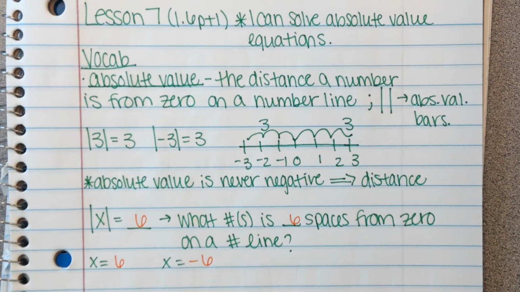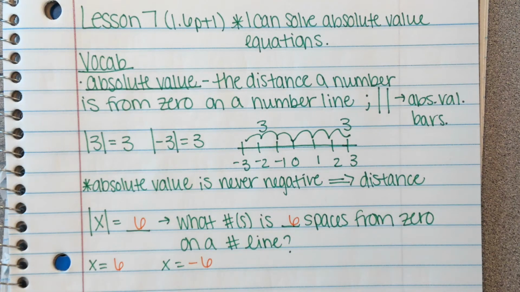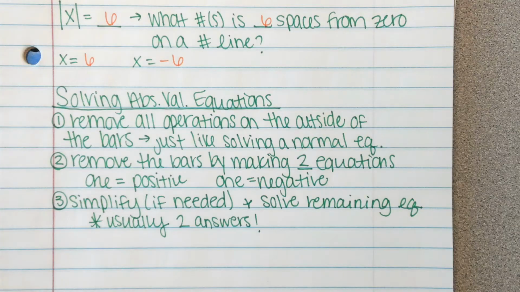So take just a second, make sure you have these notes written down, this vocabulary written down before we start talking about how to solve absolute value equations. Okay, now write down the steps for solving absolute value equations. Number 1, remove all operations on the outside of the bars, just like a normal equation. So you could see some addition, subtraction, multiplication, or division on the outside of the absolute value bars. And if you do, we're going to get rid of them just by doing the opposite, just like we do solving any other equation. Okay, that's the first step.